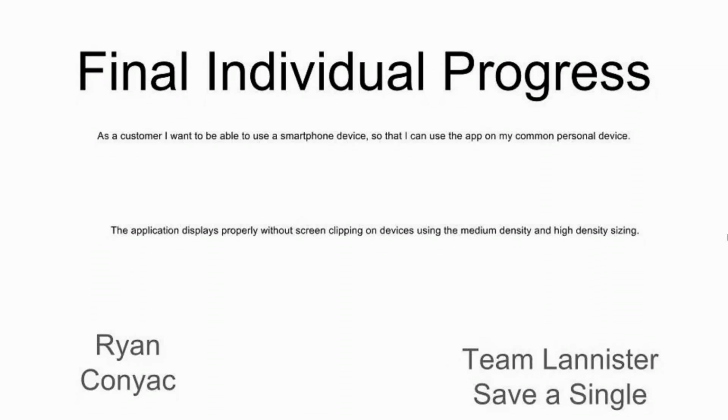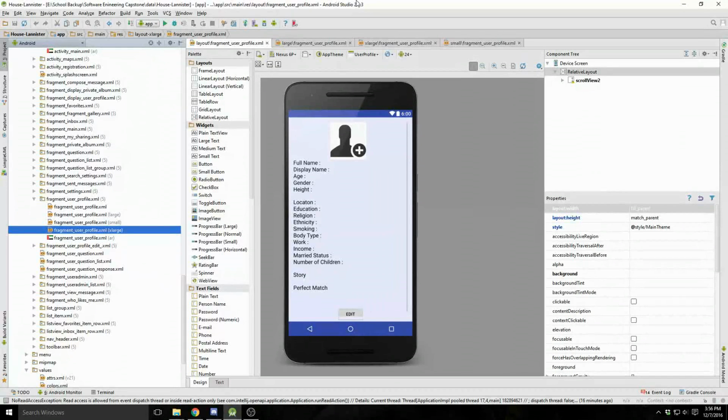For this user story, as a customer, I want to be able to use a smartphone device so that I can use the app on my common personal device. The acceptance criteria is the application displays properly without screen clipping on devices using the medium density and high density sizing. For this user story, I had to use the layout editors very heavily to create the different layouts for these.